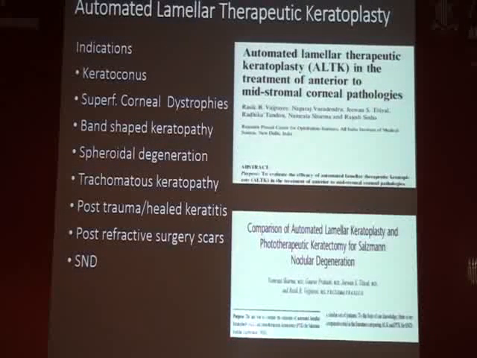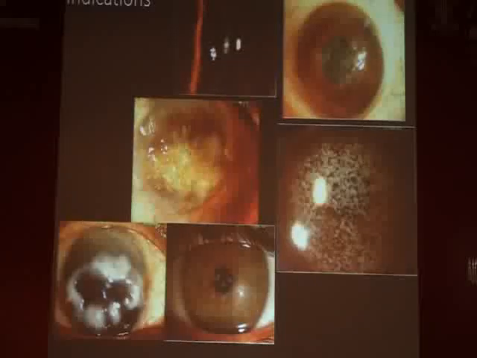The indications for ALTK in the literature to begin with was keratoconus, but these have been extended to superficial corneal dystrophies, band-shaped keratopathies, spheroidal degeneration, trachomatous keratopathy, post-trauma or healed keratitis, post-refractive surgery scars, and Salzmann nodular degeneration. These are some of the cases wherein we did automated lamellar therapeutic keratoplasty.